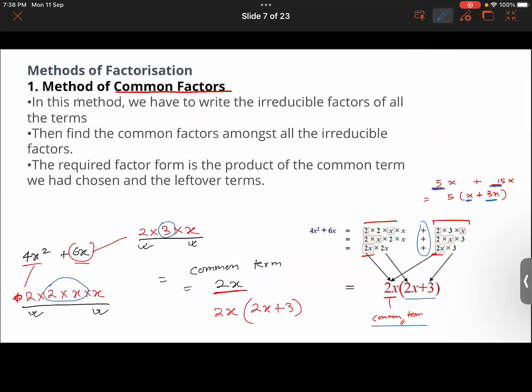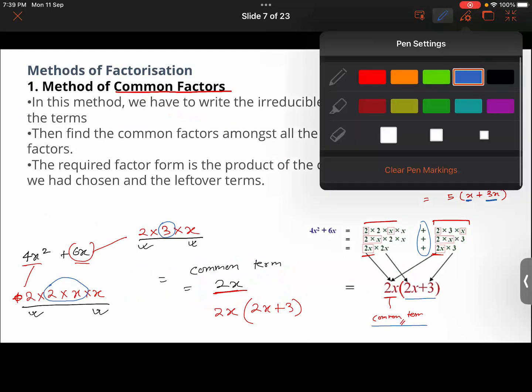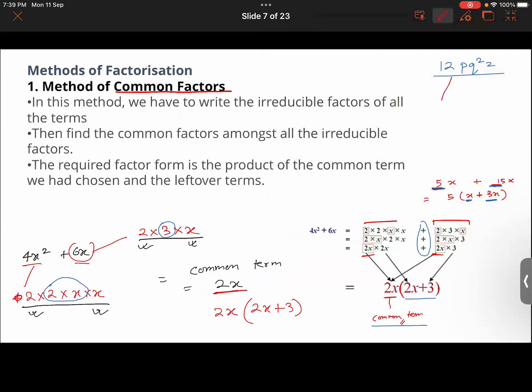Remember, if you attended the class of linear equations in one variable, we talked about what the factors of expressions are. For example, let's say 12p square z. This is an expression, right? Yes, sir. What are the factors of this expression? It is 12, it is p, it is q, and it is z here. So these were the factors.